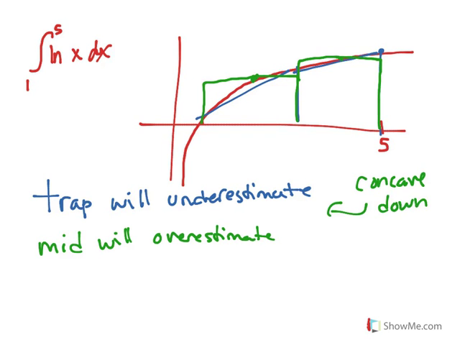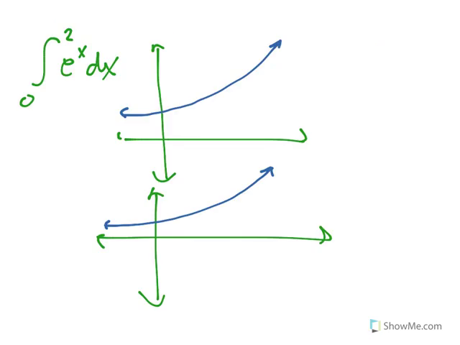Let's look at the next graph. Here are two representations of the graph of e to the x. The first thing you should notice is I didn't draw them perfectly. They don't look exactly the same, but I kept the two key features on there. They're both increasing and they're both concave up. And they asked me to estimate the area between 0 and 2.